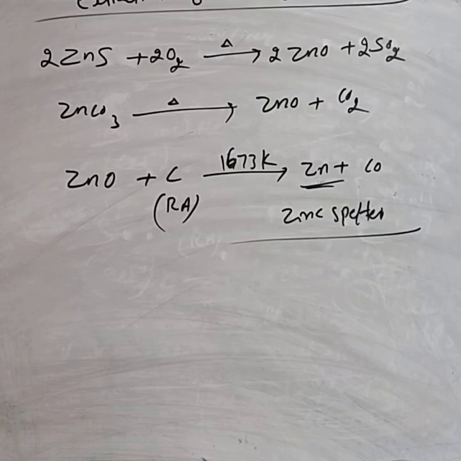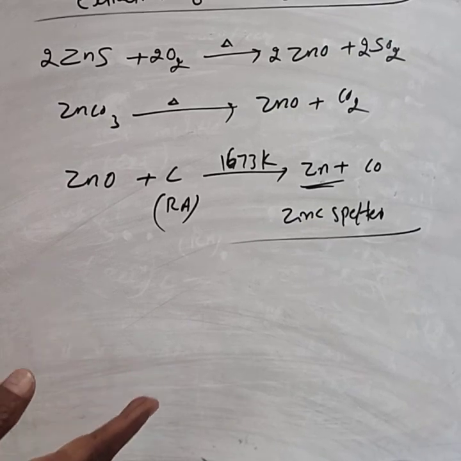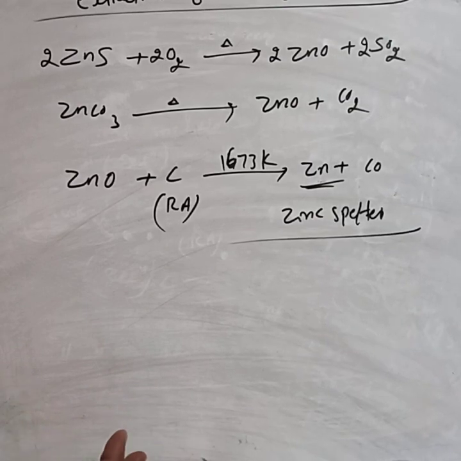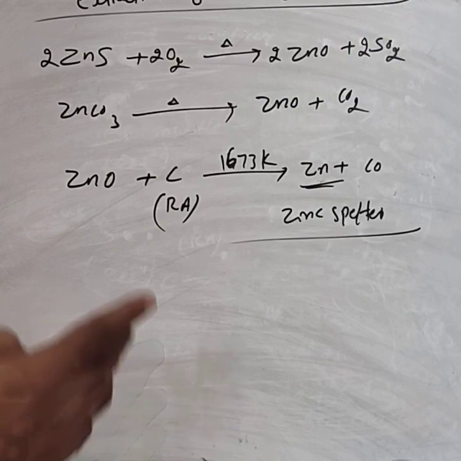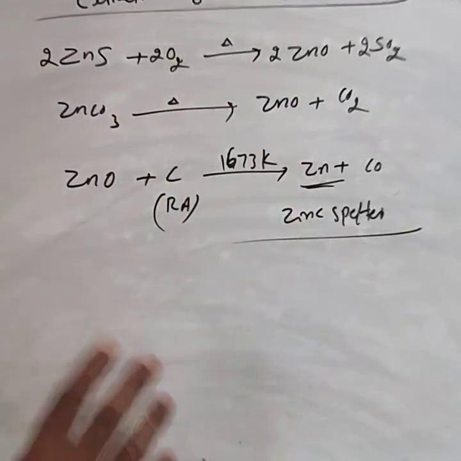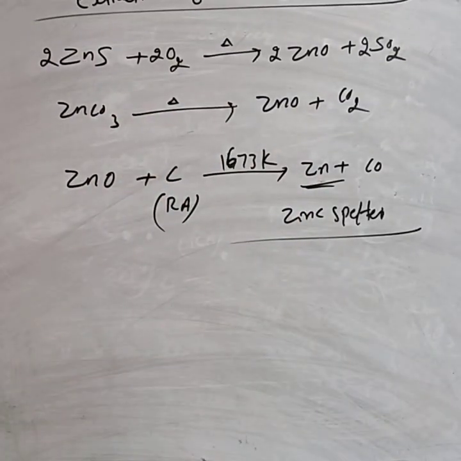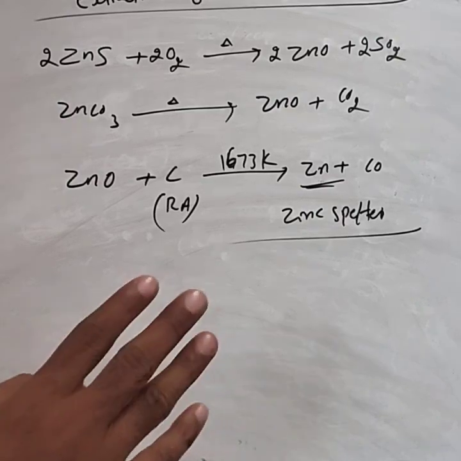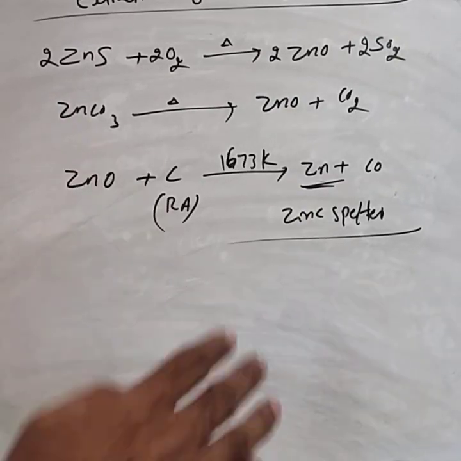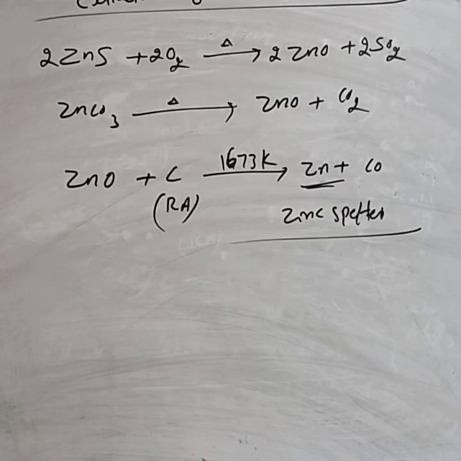In the next class we will study the last general principle involved, that is the refining process. In the previous classes, first we considered the concentration of the ore. The second principle is extraction of the crude metal. Up to here we get the crude metal. Then the third step is the refining process. In the next class we will study that refining process. Okay, thank you.